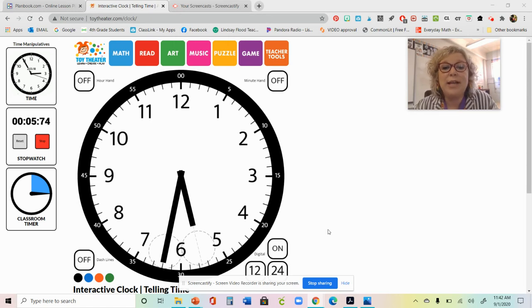Hey, boys and girls, today we're going to talk about how we know when we're looking at an analog clock which hour we are talking about whenever the short hand is in between two numbers on the clock. So if you look at the clock that's on my screen, you will see that my short hand, the hour hand, is in between 5 and 6.